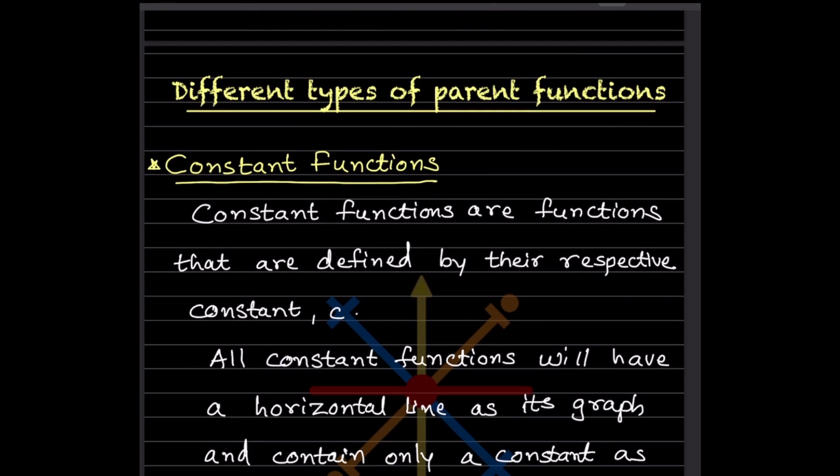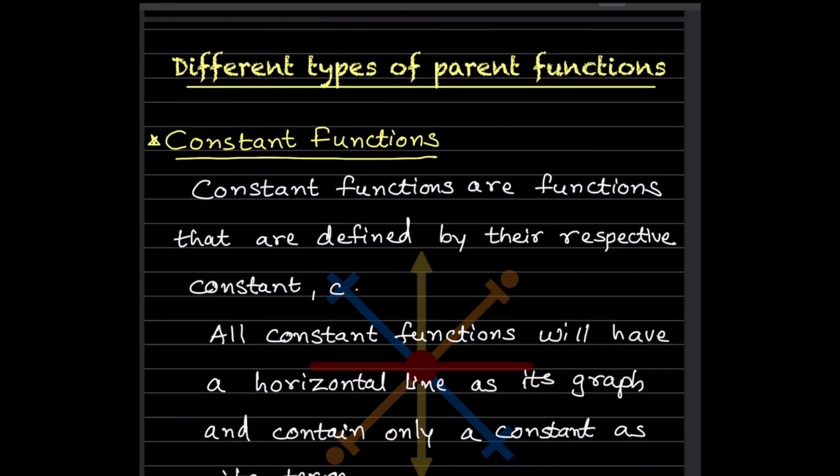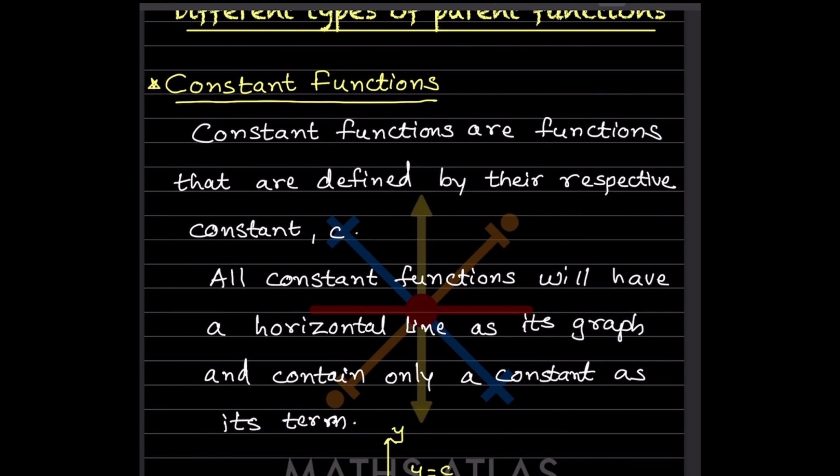Now there are different types of parent functions, so let us see them one by one. The constant function: constant functions are functions that are defined by a constant. For constant we write C. All constant functions will have a horizontal line as their graph.